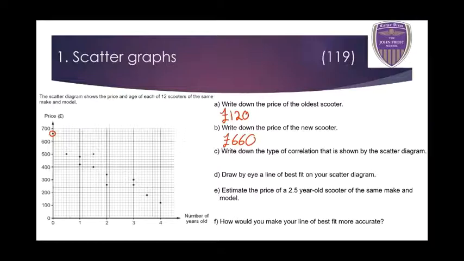Okay, so next one. Write down the type of correlation shown by the scatter diagram. Okay, so let's talk about this with regards to x and y. As x increases, what does y do? So as we go up our x-axis, or our values for x increase, what happens to our y values? We can actually see they're going down. So as x increases, y decreases. And you should all recognize that means that we are looking at a negative correlation. Negative correlation, okay?